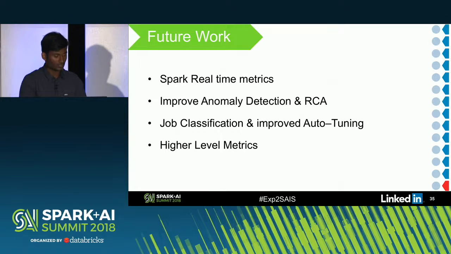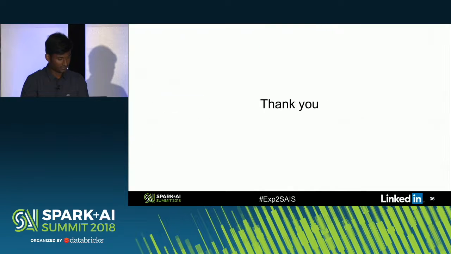There's definitely a lot to improve in the anomaly detection and the root cause analysis areas. Now that we have this rich set of metrics, we can do some machine learning on the metrics, classify jobs that run on the cluster, and do an advanced level of auto tuning on those jobs. And lastly, we are also planning to collect more higher level metrics, metrics that make sense at a flow level and so on. So with that, I wind up this session. Thank you.